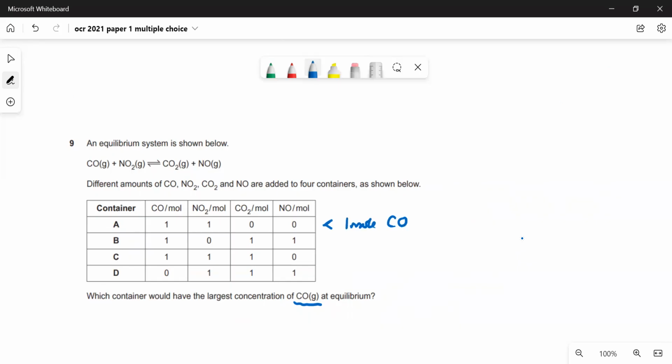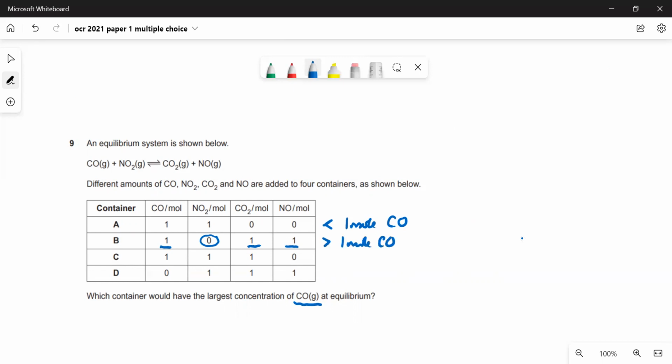Now let's look at B. Now we've got all the reactants. We've got carbon monoxide, and we've got some products. So that when it goes to equilibrium, that's going to go slightly backwards to make some NO. There isn't any NO2. So that means the amount of CO is going to go up. We started off with 1, so we're going to have greater than 1 mole of CO there.